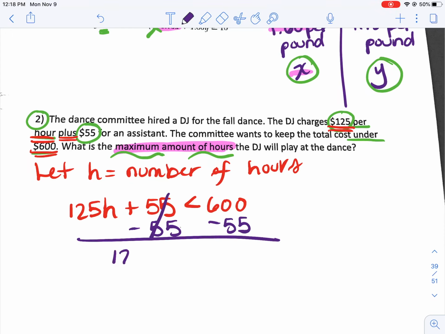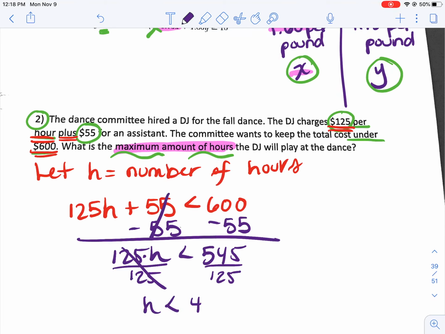Again, guys, you should use your calculator here. You know that. Okay, so I'm going to do 600 minus 55 is 545. And then these are connected by multiplication, so the opposite is dividing. So our answer is H is less than 4.36.